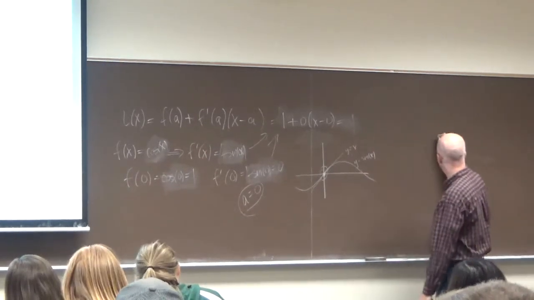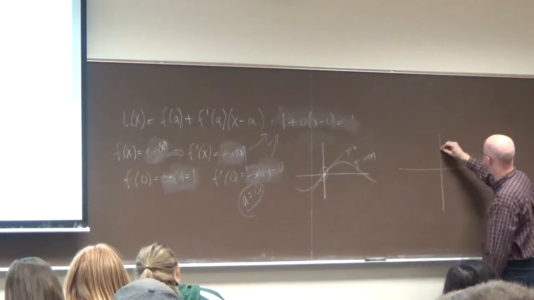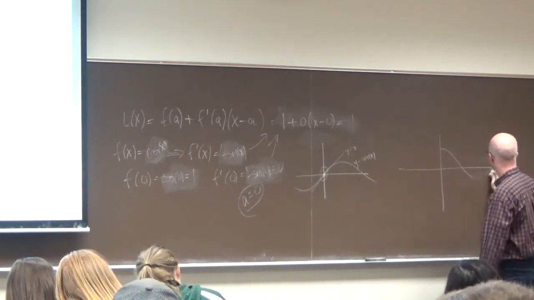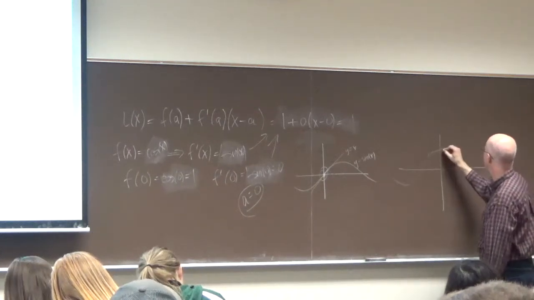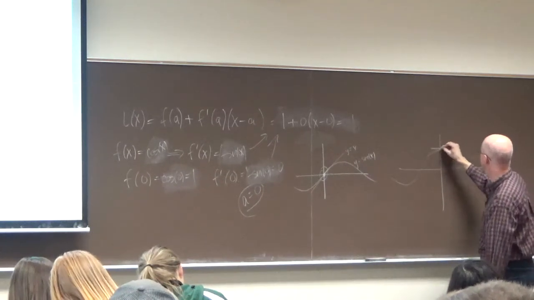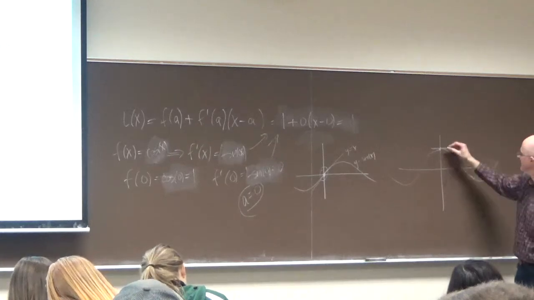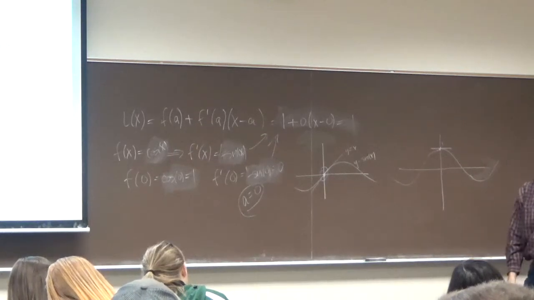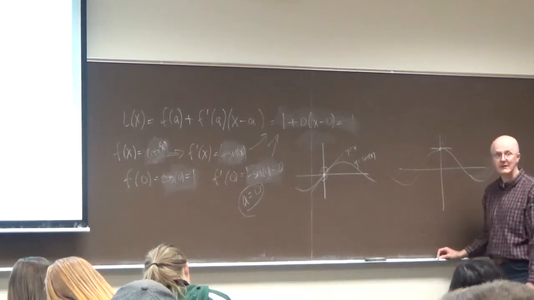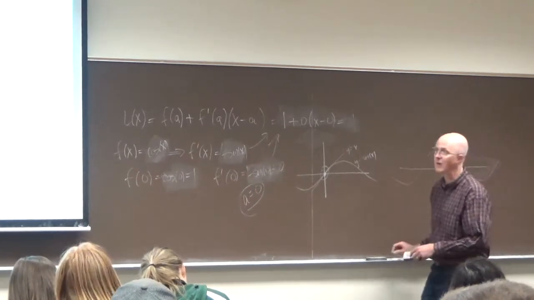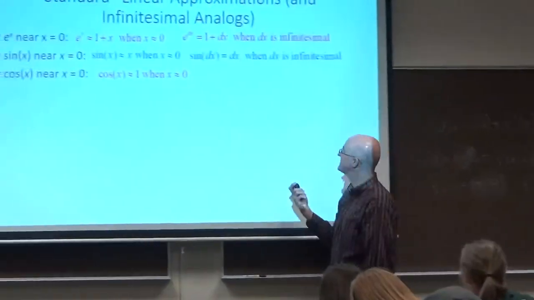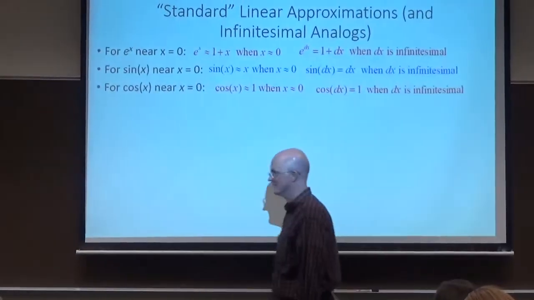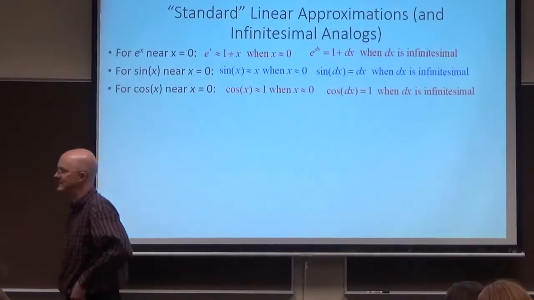The cosine graph looks like this. It's got a horizontal tangent there at x equals 0. Horizontal tangent whose output is 1. The slope there is 0. That's why there's no linear term in this approximation. If you replace x with dx, you just write an exact equality. And dx is infinitesimal.